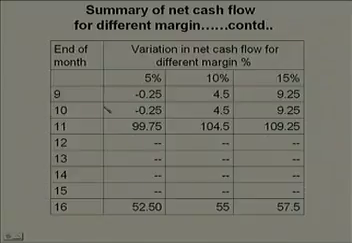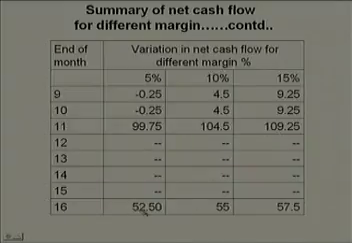This is in continuation with the previous table. You find that for 5% margin, for month 9 and month 10, it is still showing negative values. Whereas, for 10%, as usual, it is showing plus 4.5, and for 15% margin, it is showing 9.25. And finally, at the end of month 11, in the first case, we are receiving 99.75. For 10%, we are getting 104.5, and for 15%, we are getting 109.25.